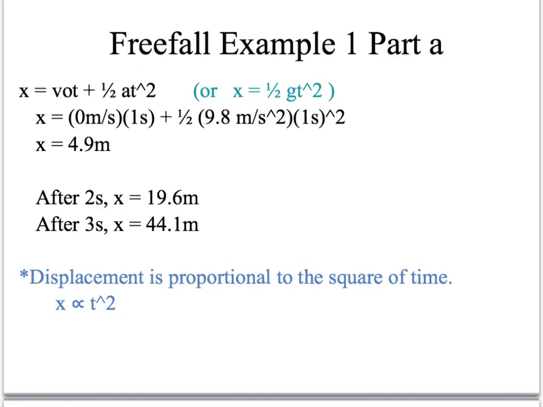Here are my answers worked out using 9.8, but you can see they're really close to my estimate. So that can be a handy way to approximate quickly. In general, you can say as a relationship that displacement is proportional to the square of time. So if you were to do some kind of a graph with x and t, it would be a top opening parabola.